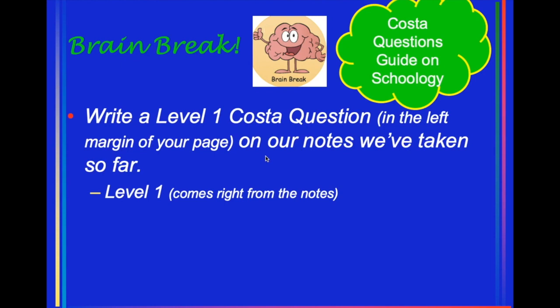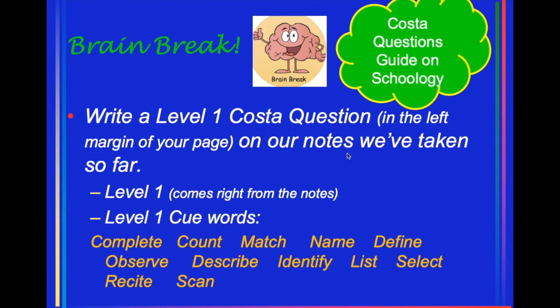A level 1 type of question comes right from the notes. So here's a list of some different keywords. Like, you could do a definition, you could do a description, you could complete a sentence. But there's some other really good Costa questions sentence starters on that guide on Schoology. You could either download this in Notability. If you have access to a printer, you could print it off and put it right in your notebook. That would be a good resource. So take a little break right now, pause the video, write your level 1 question in your notes.